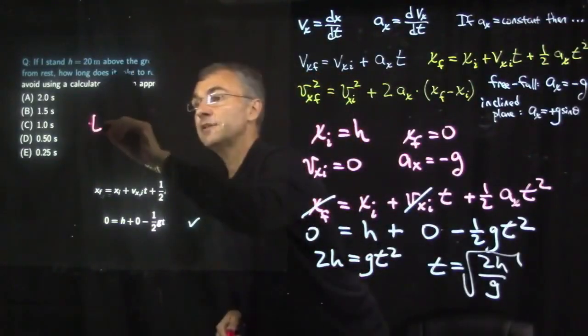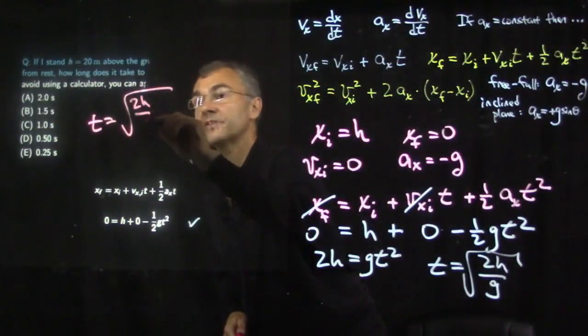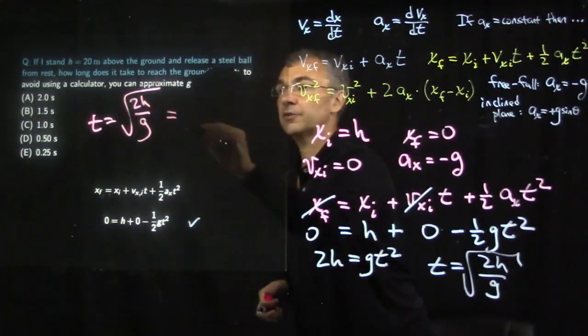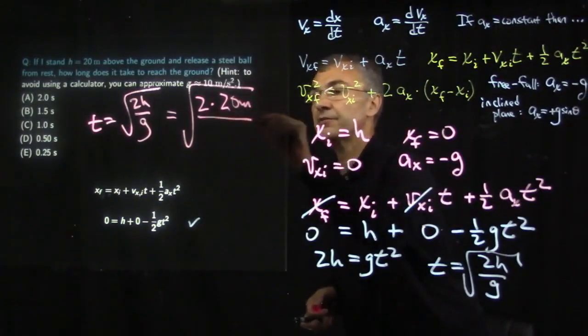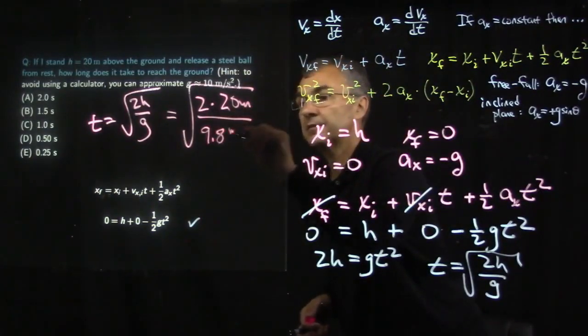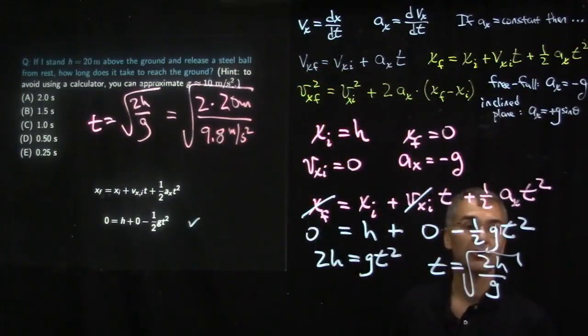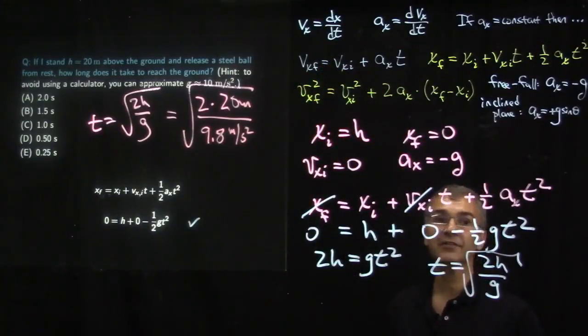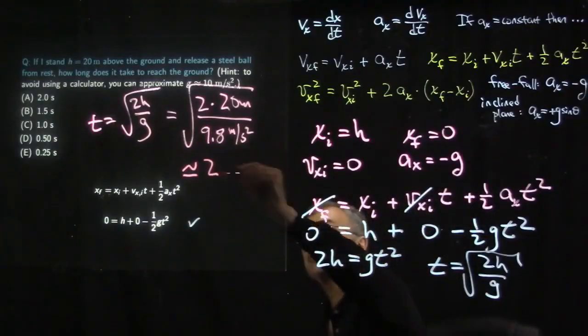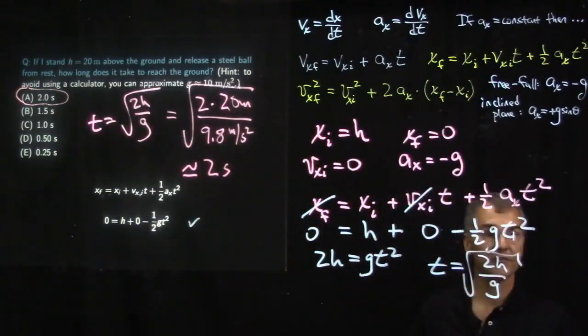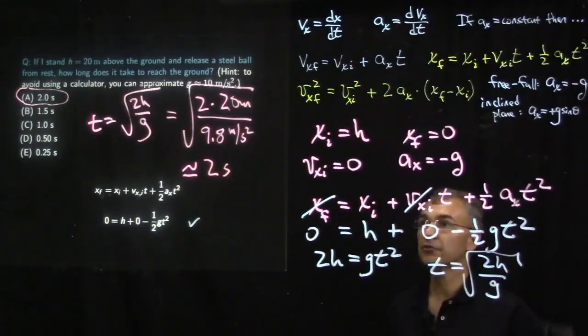Okay, we have t is the square root of 2h over g, which equals the square root of 2 times 20 meters divided by 9.8 meters per second squared. If we were to use g equals 10 instead of 9.8 to make the math easier, we'd say 2 times 20 divided by 10. 2 times 20 is 40. 40 divided by 10 is 4. Square root of 4 is 2. So this is approximately 2 seconds. So I like answer A, that it is approximately 2 seconds.